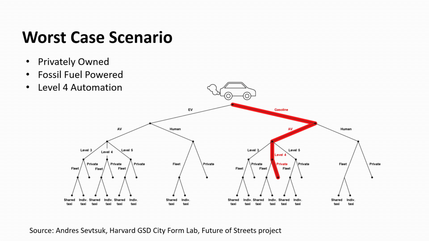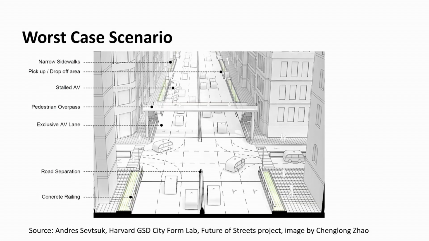Now here's the worst case scenario. Privately owned, fossil fuel powered, and level 4 automation, which allows for some human control. And here's the illustration of what that could look like. You've got narrow sidewalks, you've got AVs taking up most of the street. You can't get across the street. There are pedestrian overpasses up above, no bikes or transit in sight, and there are stalled AVs all along because there are no designated pickup areas, and I guess the people who are driving them don't know how to operate them or something. So anyway, that's the worst case scenario.